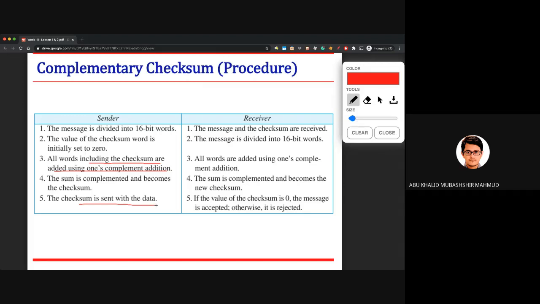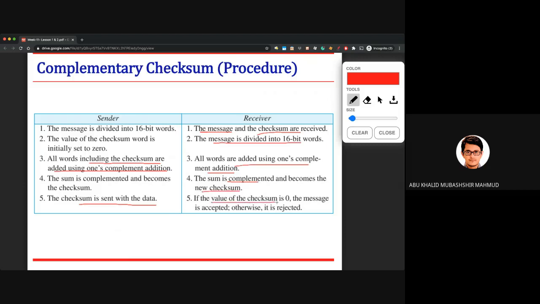So the total message sent from the sender is the checksum and the original data together. On the receiver side, we receive the message and the checksum both, and the message is divided into 16-bit words. All words are added using ones complement addition. The sum is complemented and becomes the new checksum.